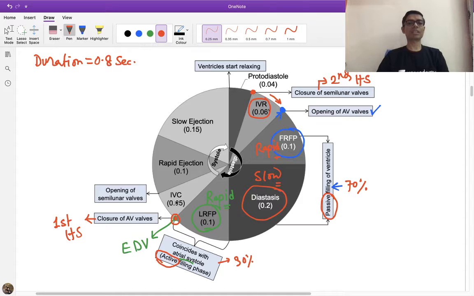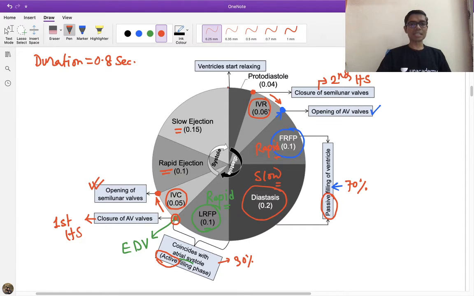So there will be a question: the first heart sound occurs at which point? Your answer will be: it occurs at the beginning of the isovolumic contraction phase, right? During this isovolumic contraction phase, the ventricle is contracting, and whenever it overcomes the aortic pressure, there will be opening of the semilunar valves. Okay, so at this point it is overcoming the aortic pressure, and whenever the opening of the semilunar valves occurs, the obvious thing is that there will be ejection. First is rapid ejection, followed by slow ejection.